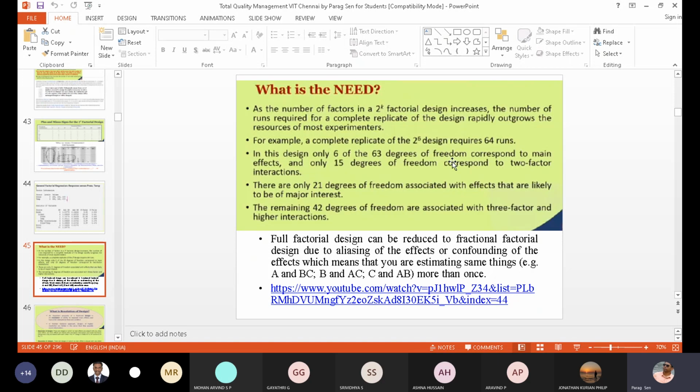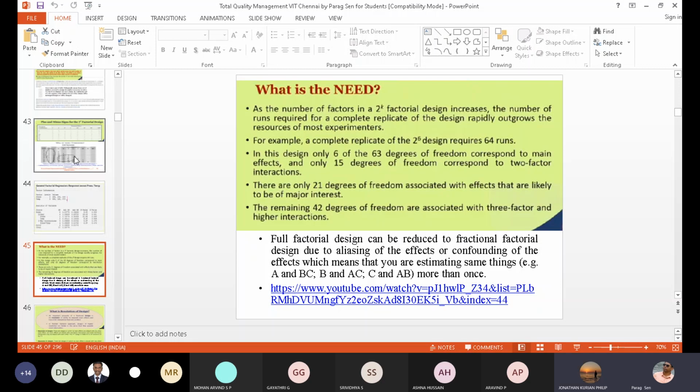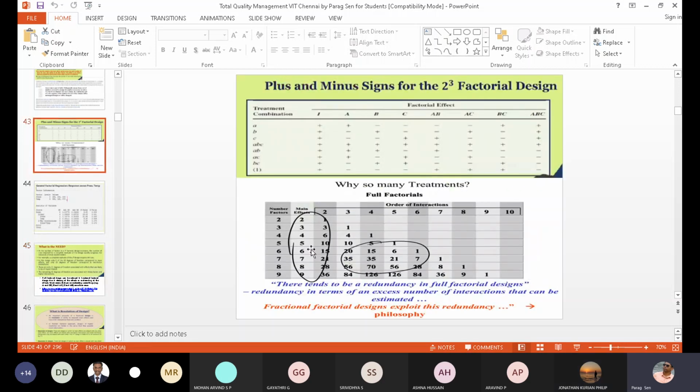Now out of the 63 degrees of freedom, 6 degrees of freedom are associated with main effects, and 15 degrees of freedom correspond to two factor interaction effects. Then 20 degrees of freedom correspond to three factor interaction effects, again 15 degrees of freedom to four factor interaction effects, 6 degrees of freedom to five factor interaction effects, and 1 degree of freedom to the six factor interaction effect.